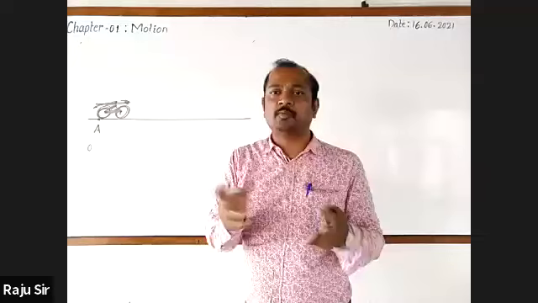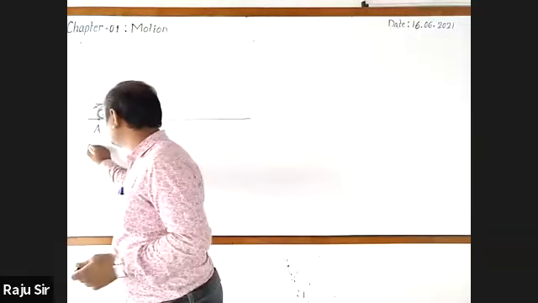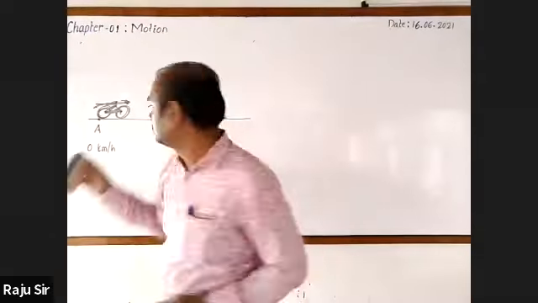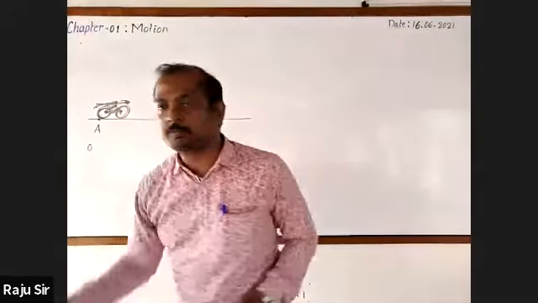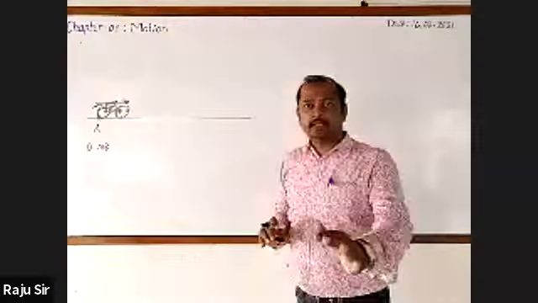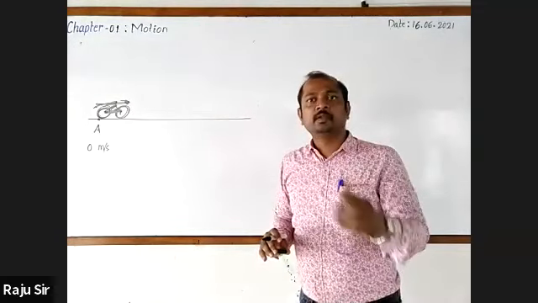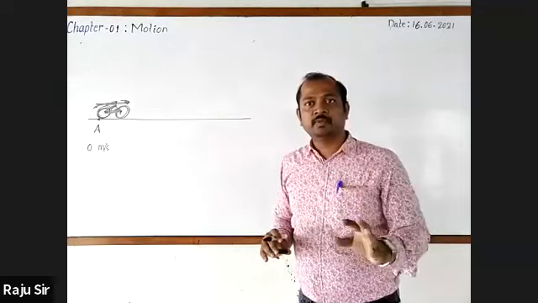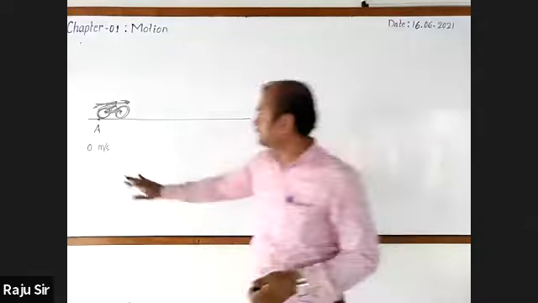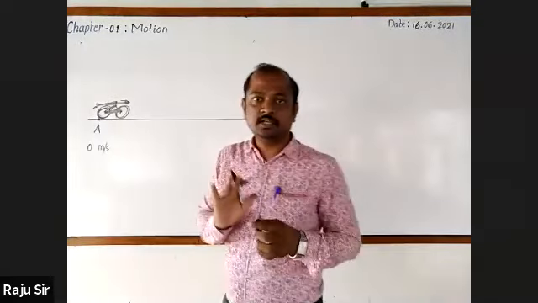Zero, whether in meter per second or kilometer per hour. I take the SI unit. When the body is at rest, the distance will be 0. Displacement will be 0. Speed will also be 0. Hence, I have taken initial velocity as 0.